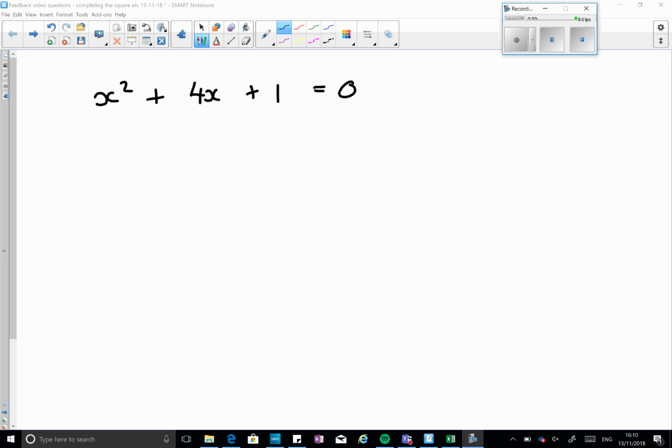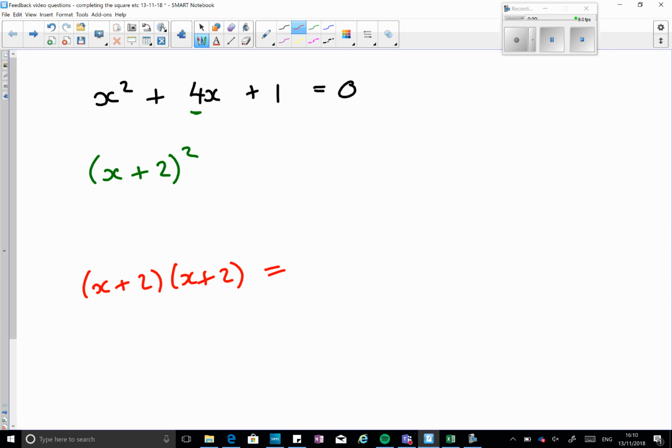This video will show you how we can solve a quadratic equation by completing the square. So if you remember, what we did in lessons was we take this coefficient of x and we halve it. So the next line will be x plus, and then that's 2 squared. And then, of course, we know that x plus 2 squared is x plus 2 multiplied by x plus 2, which gives me x squared add 2x add 2x add 4, which is x squared add 4x plus 4.